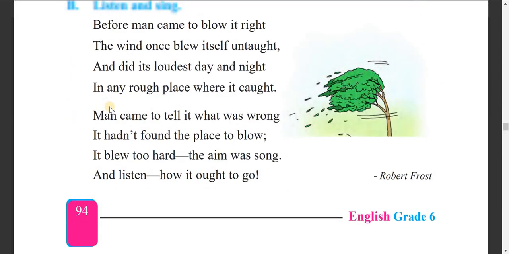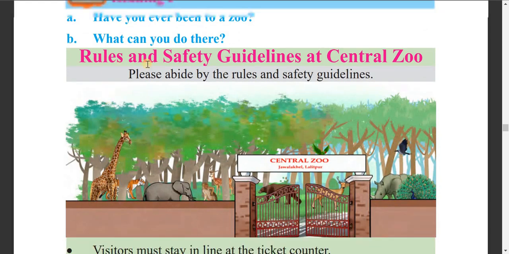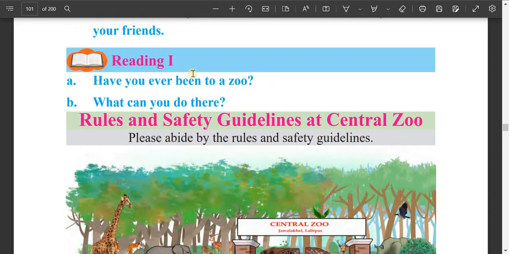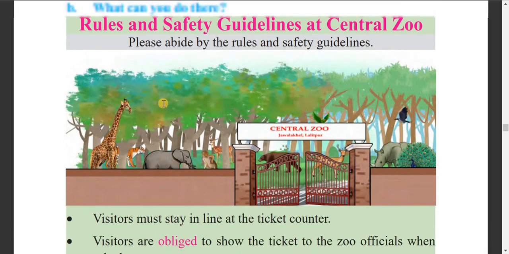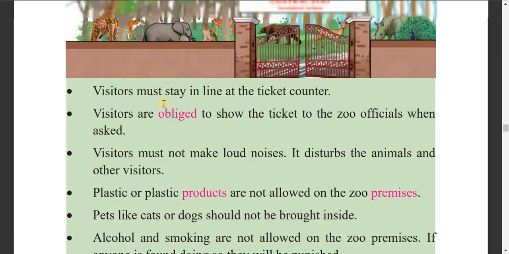Today we'll do some exercises given in this unit. The first one is rules and safety guidelines at Central Zoo. Please abide by the rules and safety guidelines. Have you ever been to a zoo? I think you have gone to the zoo. What can you do there? You can see animals, you can just enjoy yourself. Now, there are some rules and regulations we should follow, we should obey in the zoo.